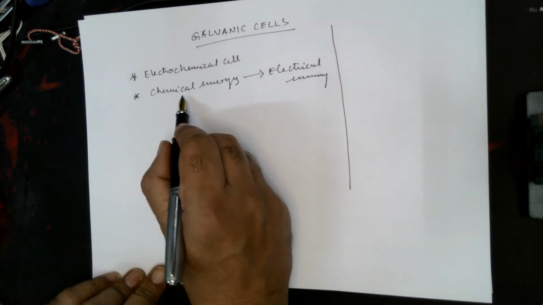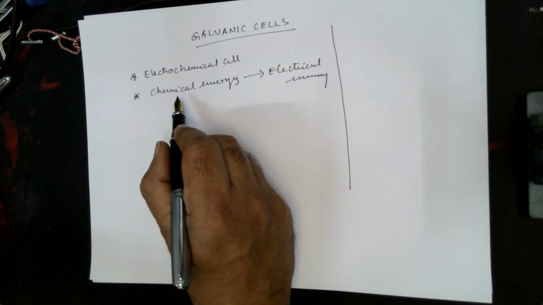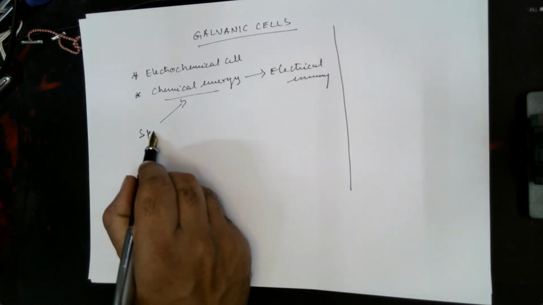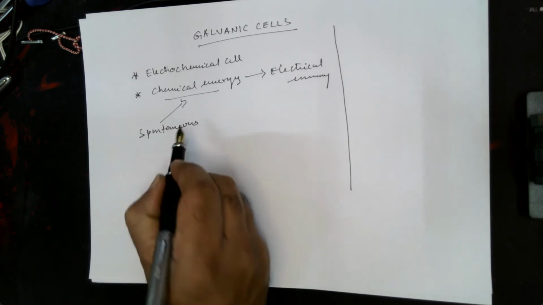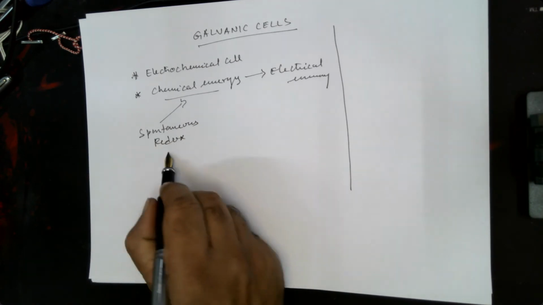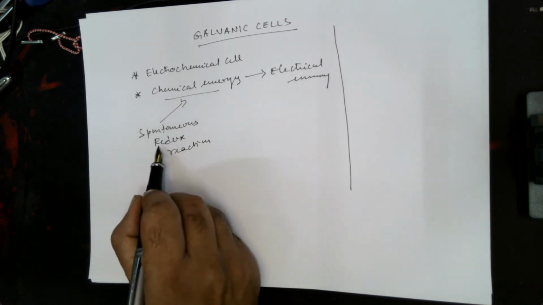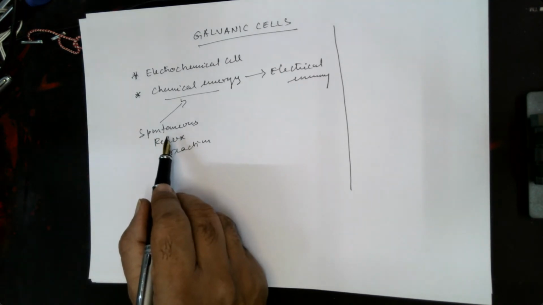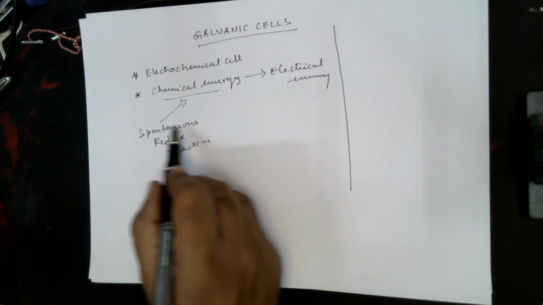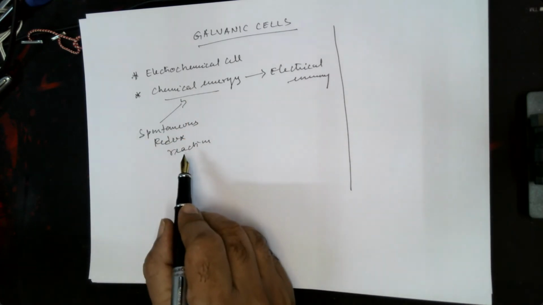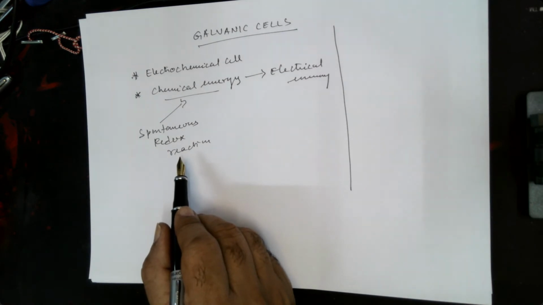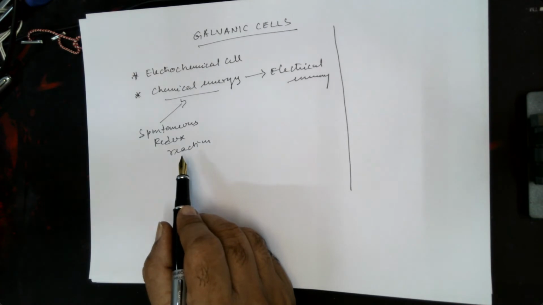And when we say chemical energy, this is obtained from spontaneous redox reaction. Redox reaction means oxidation and reduction together, and spontaneous means naturally, automatically. So we are able to get chemical energy from this spontaneous redox reaction that is taking place in the electrolyte, and usually oxidation occurs at anode and reduction occurs at cathode.